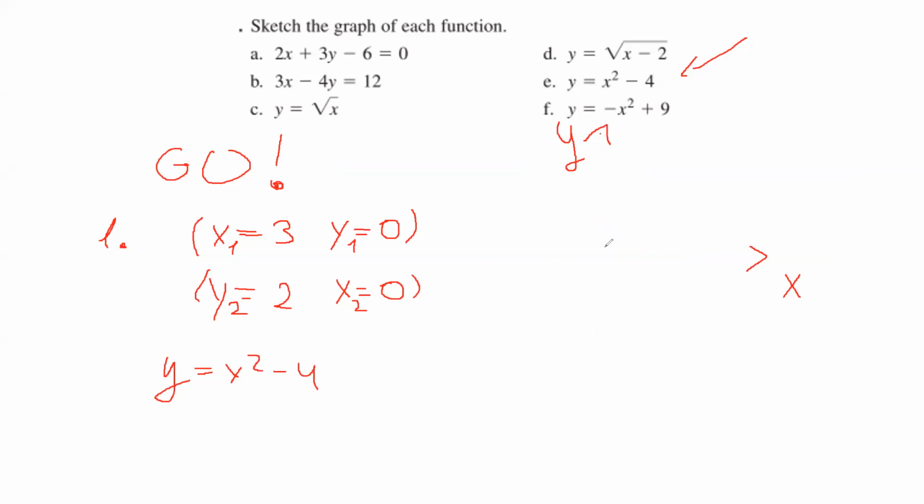And it would open upwards, because it's positive. You look at the coefficient in front of the x squared. Great. And then you would try to find the vertex.